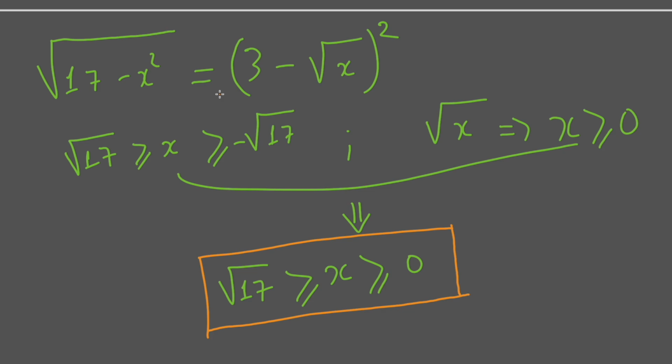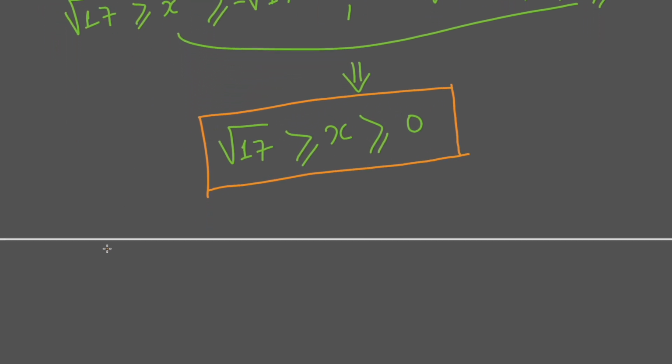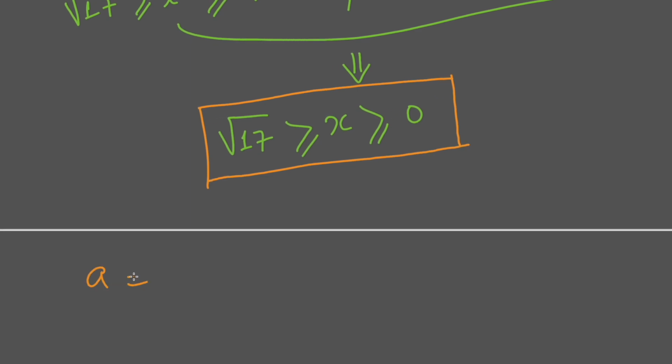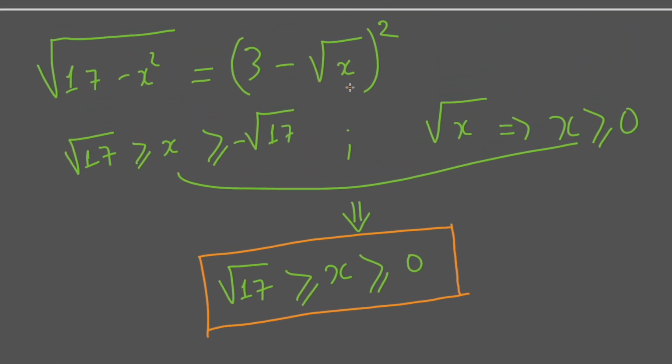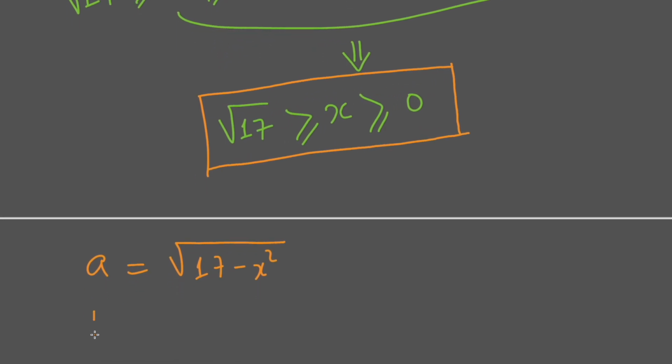Now look back to the equation. Normally, for natural thinking, we think about substitution. At first look at the equation, you will put a equal to square root of 17 minus x squared, and something like p equal to square root of x. Then if you do like this, you will have a equal to 3 minus p squared.